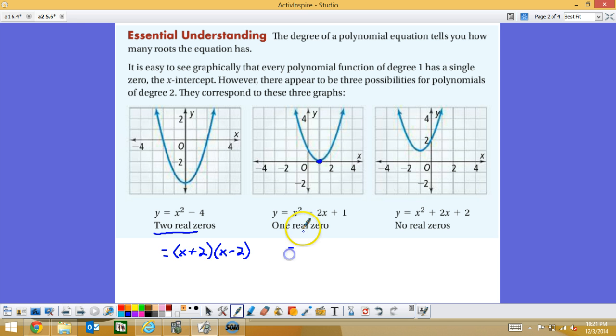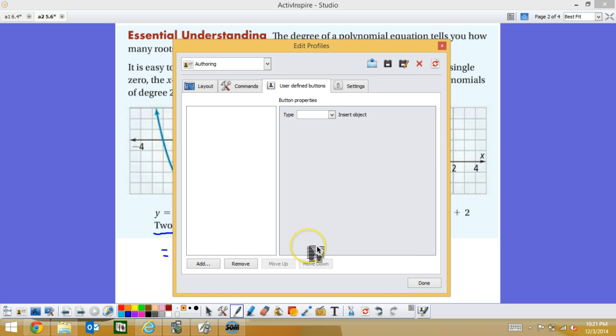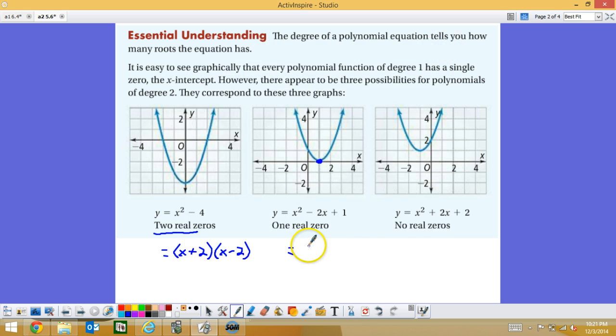We had cases where we just had 1 zero, but it occurred more than once. For example, if we were to factor x squared minus 2x plus 1, factors of 1 that add up to negative 2 are negative 1 and negative 1. So that occurs twice. So our zero of 1 has multiplicity 2. And in this case, there are no x-intercepts, so the zeros aren't real. So in this case, we have two imaginary zeros.